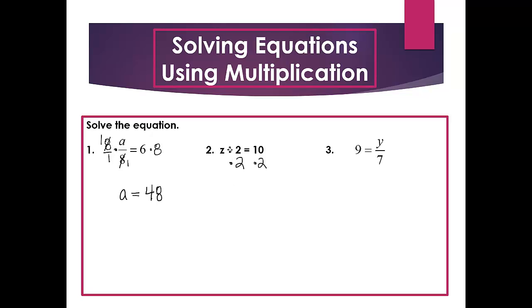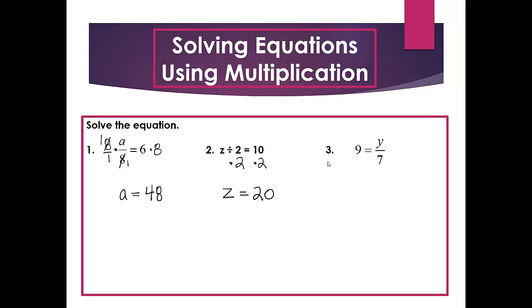If we are dividing by 2 and then multiplying by 2, those two operations will undo each other, so we just have z. And then 10 times 2 equals 20. Remember, we can take this 20 and put it back into our equation. So 20 divided by 2 does equal 10.